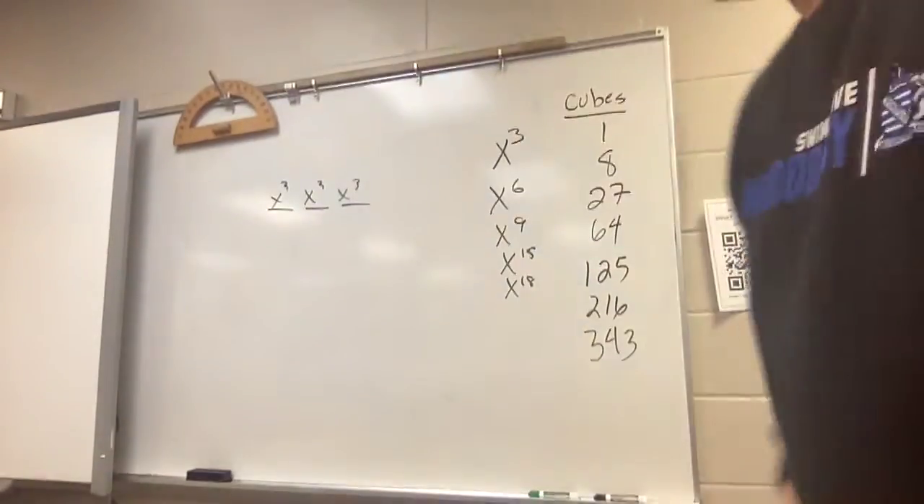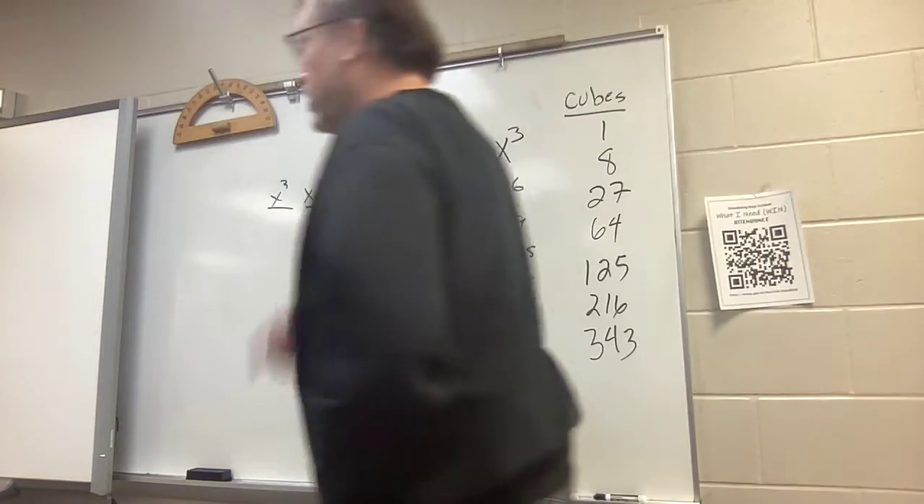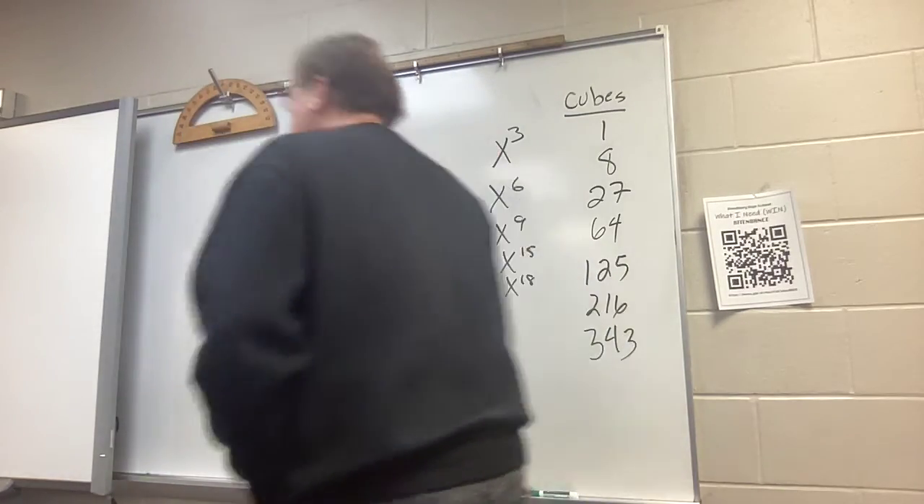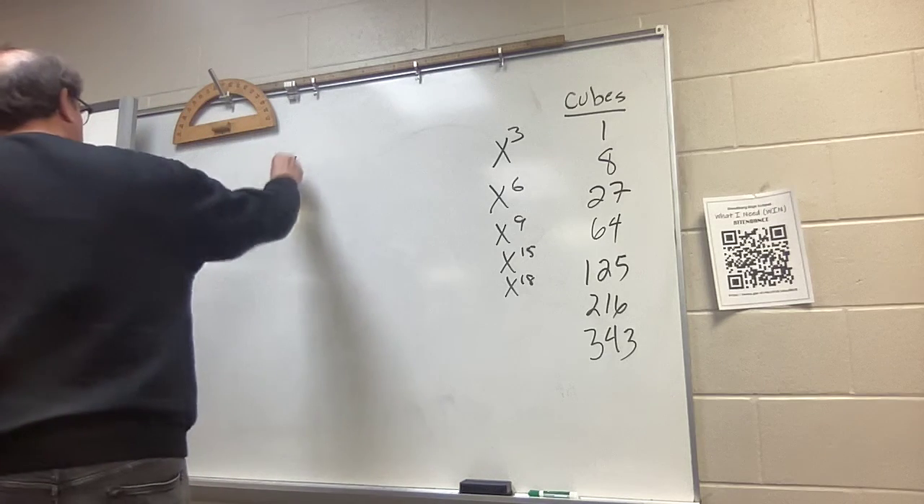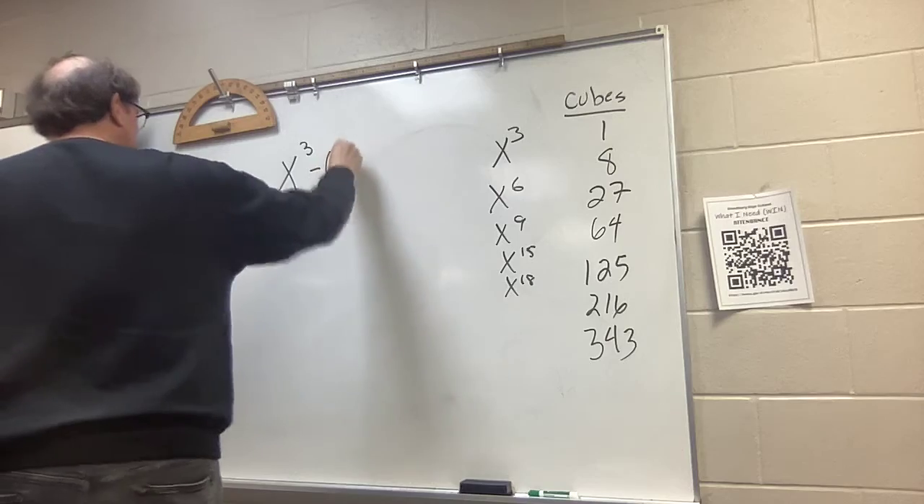And part 2 continues. All right, so now we are going to factor 2 cubes that are added or 2 cubes that are subtracted. So I'm going to look and factor x cubed minus 64.